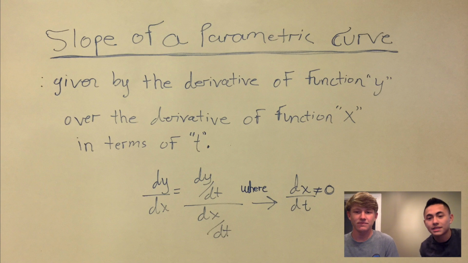You should know the slope is given by the first derivative of an equation. So the slope of a parametric curve is given by the derivative of the function y over the derivative of the function x in terms of t. And the derivative of the function x cannot equal 0.